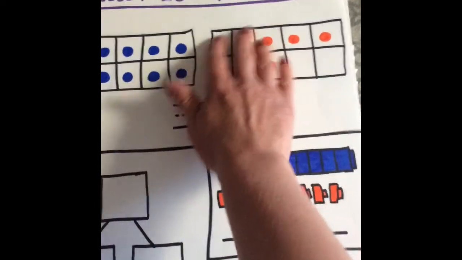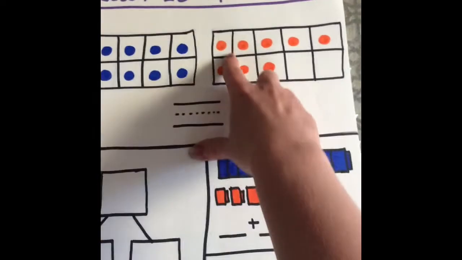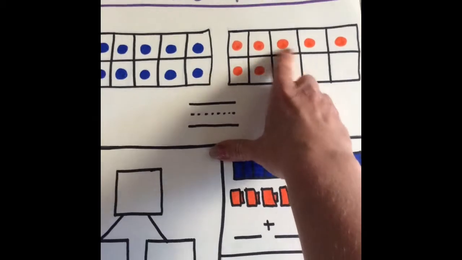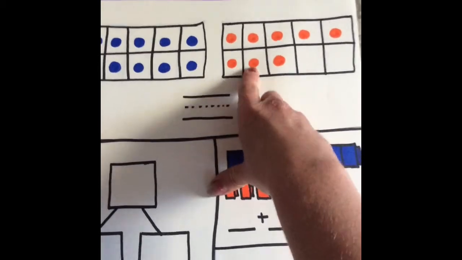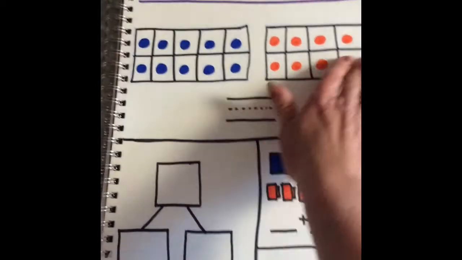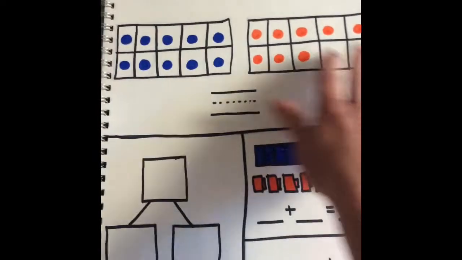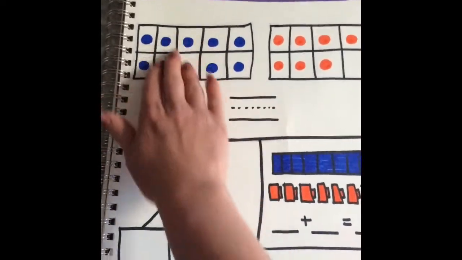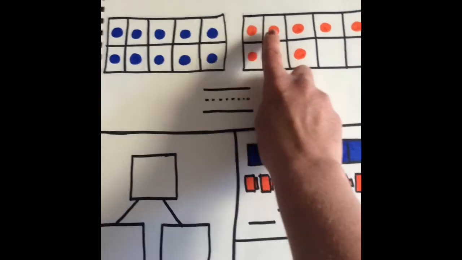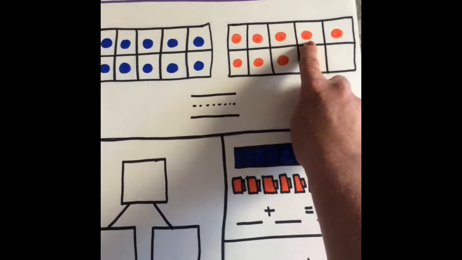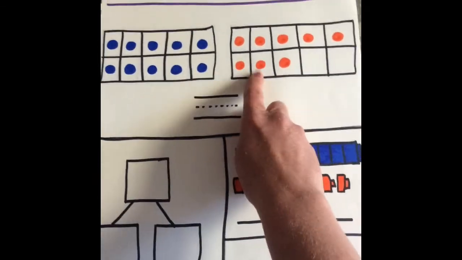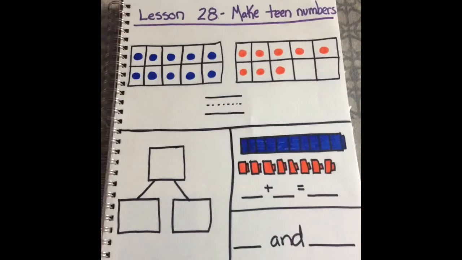I'm going to look over here and see how many extras I have. So I'm going to count 1, 2, 3, 4, 5, 6, 7, 8. So I know that this number right here, if I count my 10 first, I'm going to count on 11, 12, 13, 14, 15, 16, 17, 18.